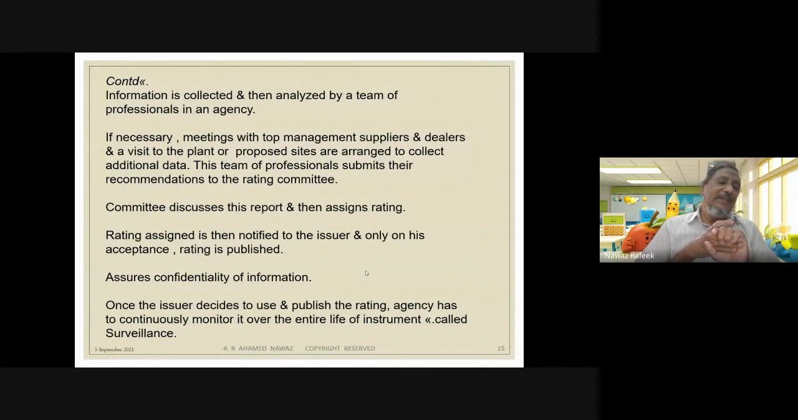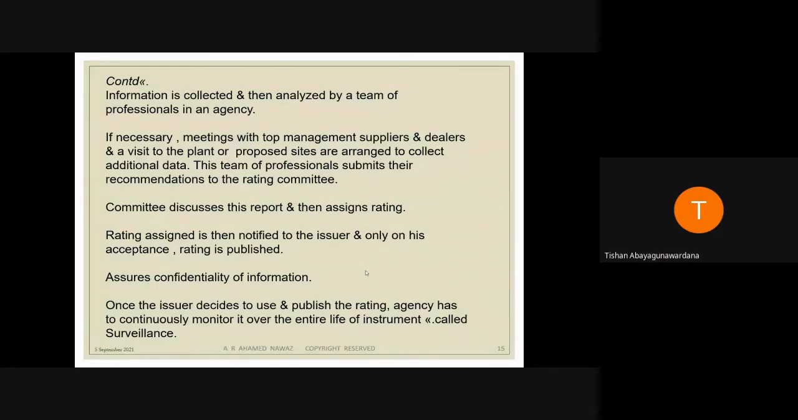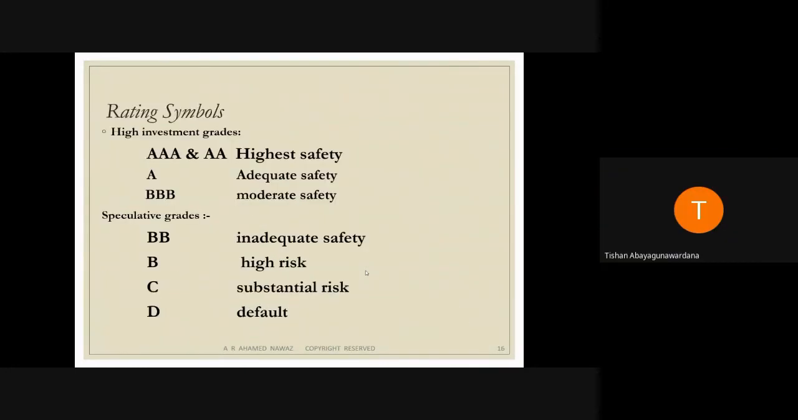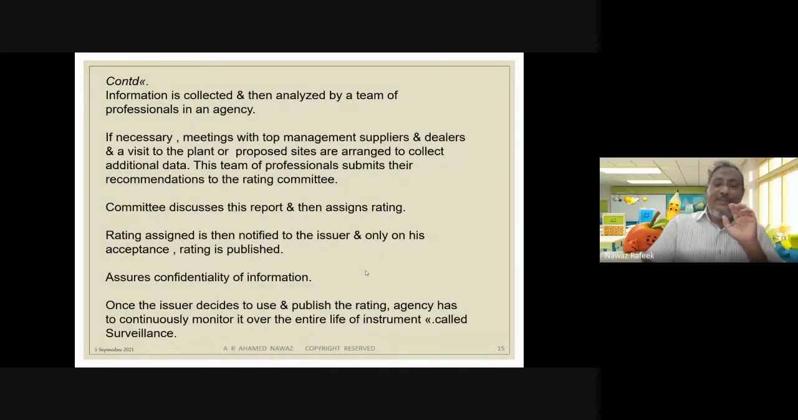That is, rating agencies do not only issue ratings; after issuing, they do monitoring and supervision. They do monitoring and supervision till the lifetime of the instrument, until the instrument is paid. So this is continuously done. What are the rating symbols?